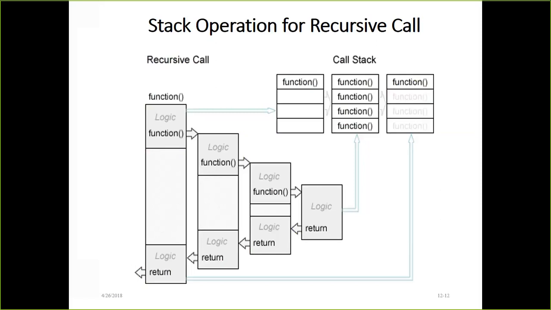Like this, 5 is saved over here, the last argument. Then 4 is saved here, then 3, then 2, then 1. Then when it gets 1, the lower bound, it extracts 1. Then it extracts 2, then 3, then 4, then all the way 5 is extracted.